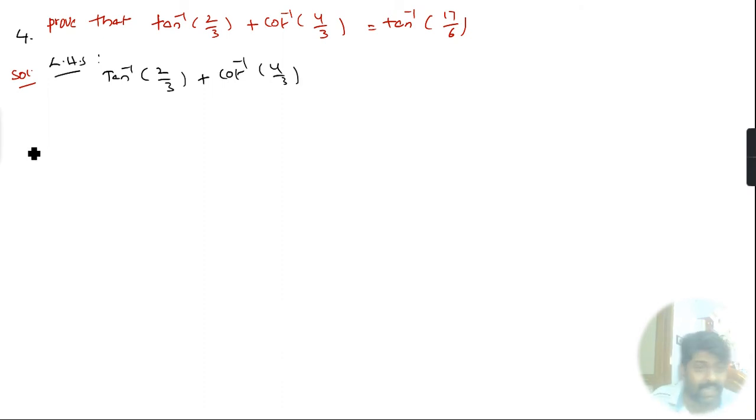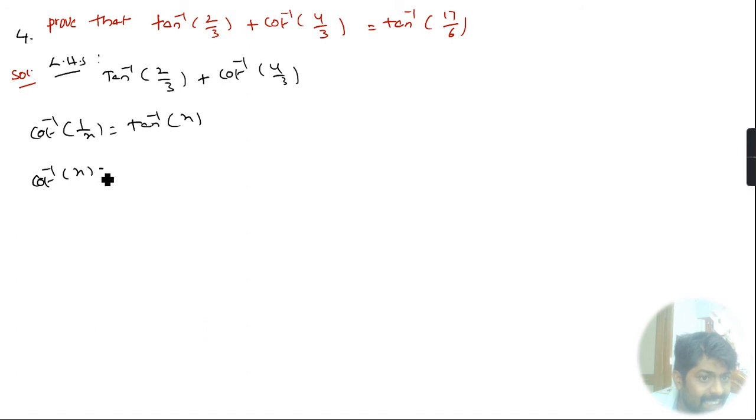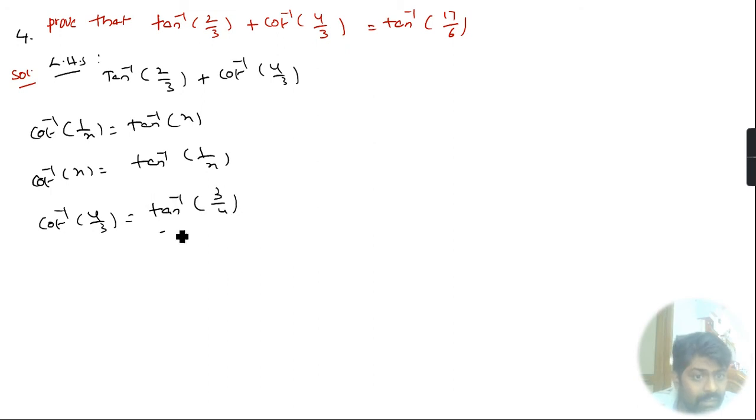And here the basic formula is tan inverse x plus tan inverse y, but here it is given that cot inverse. We know that cot inverse of x is equal to tan inverse of 1 by x. Both these two are inverse of each other. So therefore cot inverse of 4 by 3 can be written as tan inverse of 3 by 4.